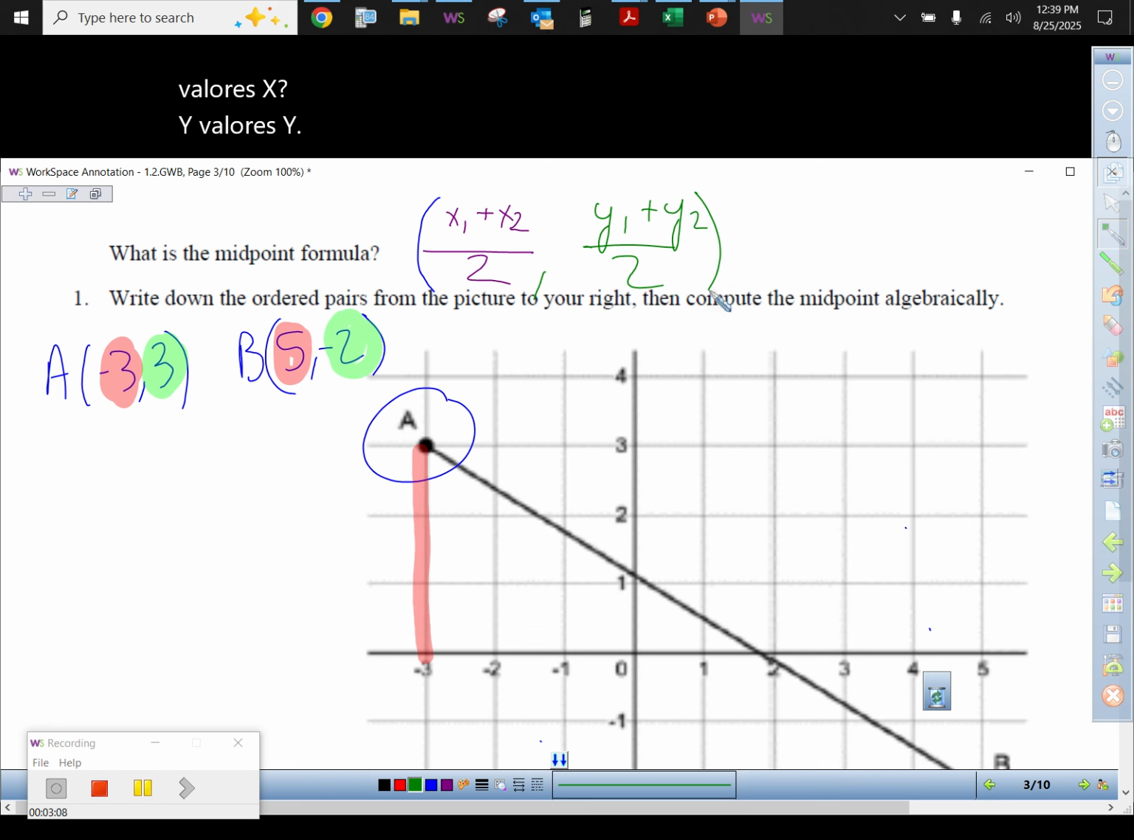Later this year, we're going to start doing some proofs. And when you want to prove something to somebody, you have to have some evidence. You can't just say, oh, it's true because I said so. You got to have written evidence. So we got to show a little bit of work.